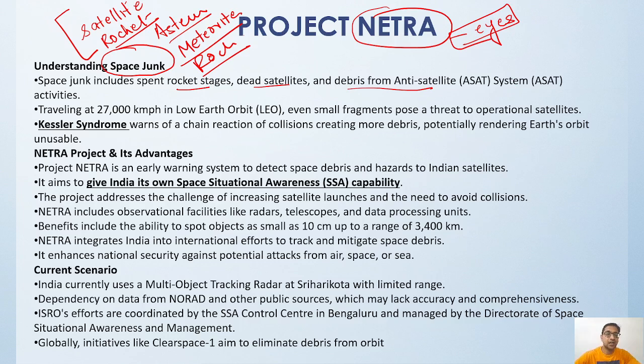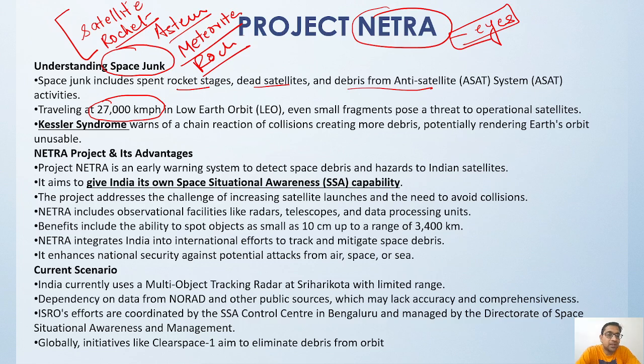They are traveling at around 27,000 kilometers per hour, that is, at a very, very high velocity in the low Earth orbit. Even a small piece of 10 centimeters traveling at that speed poses a huge threat to the working satellites in orbit right now, because it poses a threat to operational satellites.